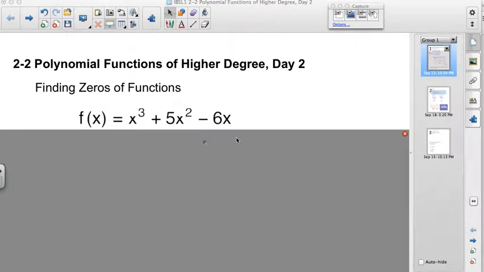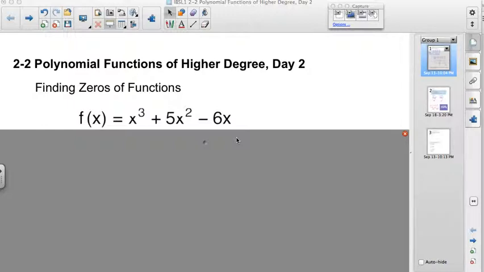Alright, for those of you who were gone, I wanted to go over a couple of examples here, what we went over on Friday. Again, looking at section 2.2, polynomial functions of higher degree, and yesterday we looked at the leading coefficient test and how to tell the general shape of a polynomial function. But today we want to look at how do we find zeros of a function.